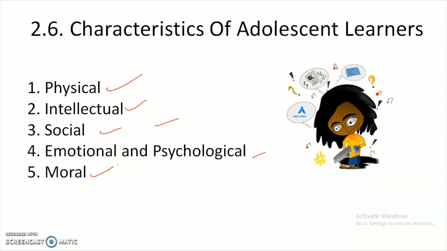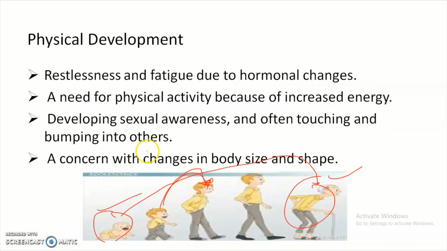Coming to the physical, the shape of the body will change and the maturity levels are changing, and the hormonal changes will be very drastic, getting emotional very easily and taking quick decisions. In this age generally kids may become addicted to drugs and such things may happen. Next one is the intellectual, and then the social, emotional, psychological, and moral aspects. We will see them one by one here.